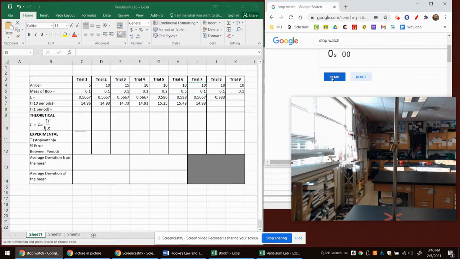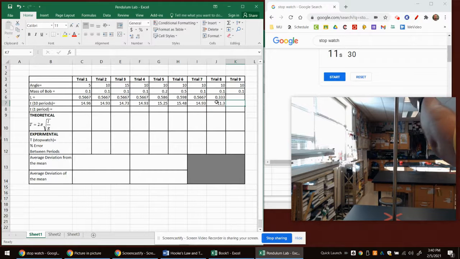I'm going to start my timer. 1, 2, 3, 4, 5, 6, 7, 8, 9, 10. And that time is significantly less. That's a significant change there. And then I'm going to make it a little bit longer.